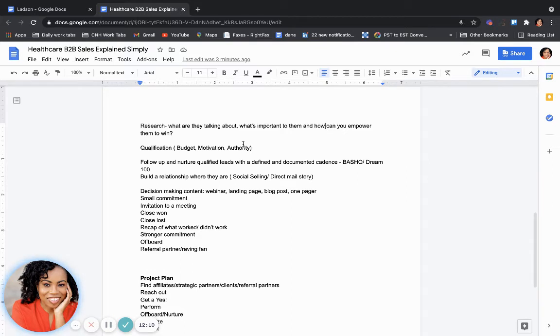It makes sense to follow up and nurture and have a defined and documented cadence, a way of reaching out. I like Basho. I like Dream 100. Those are both things that you can absolutely research to get more information about. Build a relationship where they are. It's 2021. The world hasn't quite opened up just yet.